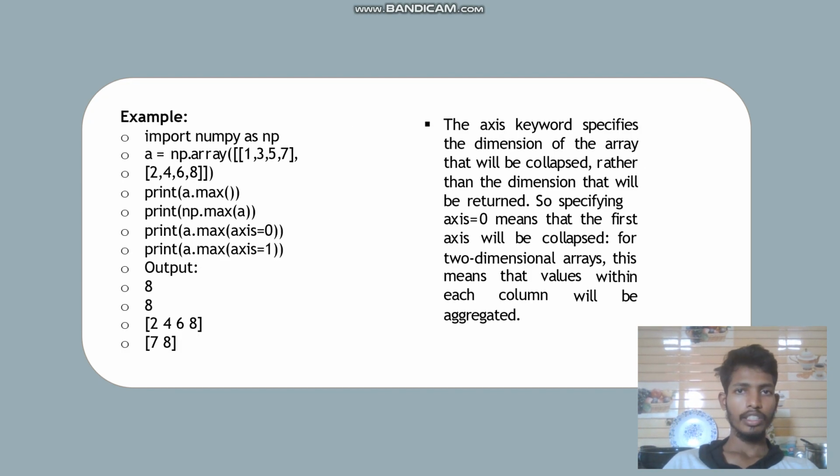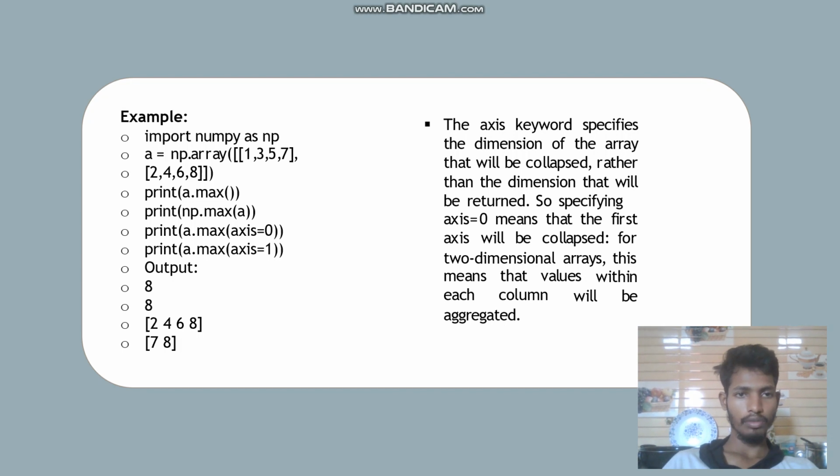Let us consider an example to find minimum and maximum values in a multi-dimensional array. For example, a equals np.array of, we are considering a two-dimensional array here. One array is 1, 3, 5, 7, the other one is 2, 4, 6, 8. Print np.max of a. Print a.max of axis equals 0. Print a.max of axis equals 1.